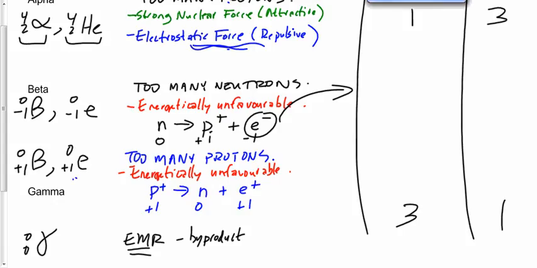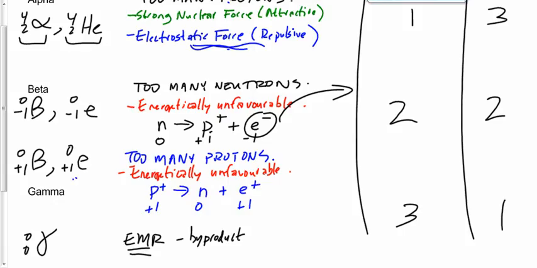Beta decay are kind of the fence sitters, right? They ionize better than gamma, and they penetrate matter better than alpha decay. So we kind of rank them 1, 2, and 3 in terms of ionizing power. We rank them 1, 2, and 3 in terms of penetrating power, but it's a reverse order. All right? Make sense?